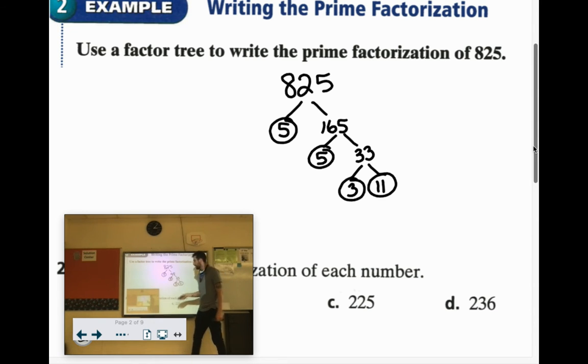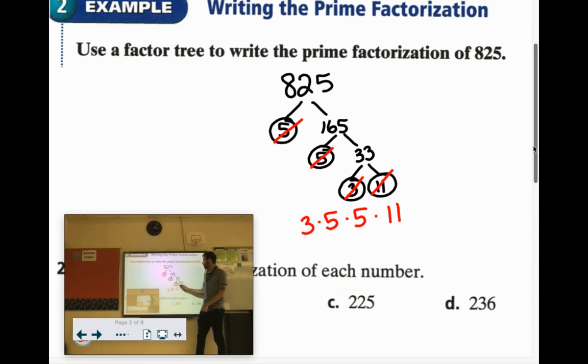So here's how we write it in prime factorization. We write the smallest number first. Our smallest number is 3. 3 times. Our next smallest number would be 5. 5 times, we have another 5 times 11.